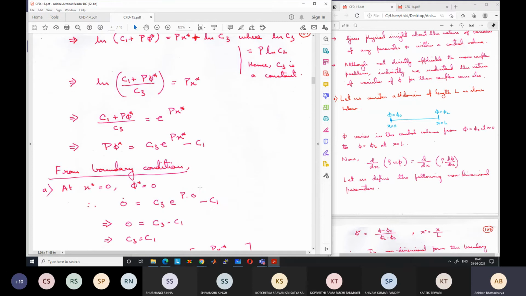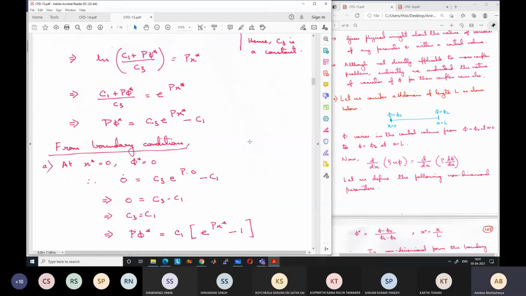Now it is time to use the boundary conditions. Any questions up to this point? Sir, so let us, yes, you are asking anything? Somebody was asking, or are you just saying that there is no question? Let us continue in that case.